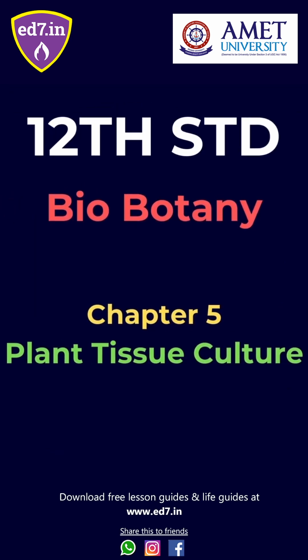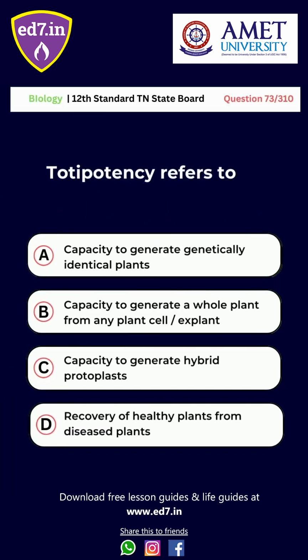Chapter 5. Plant Tissue Culture. Question number 73. Totipotency refers to option A. Capacity to generate genetically identical plants, B. Capacity to generate a whole plant from any plant cell, C. Capacity to generate hybrid protoplast, D. Recovery of healthy plants from diseased plants. The right answer is option B. Capacity to generate a whole plant from any plant cell or explant.